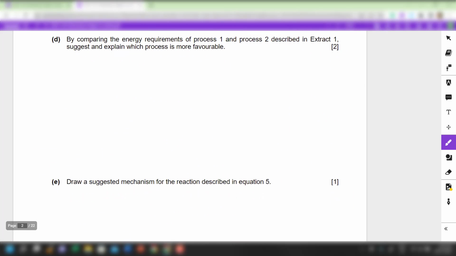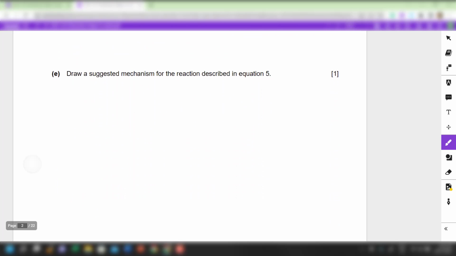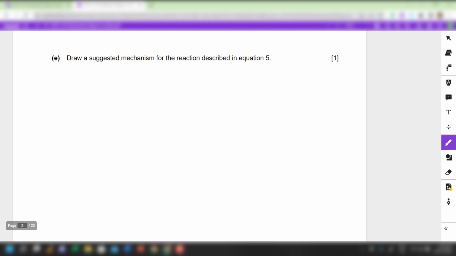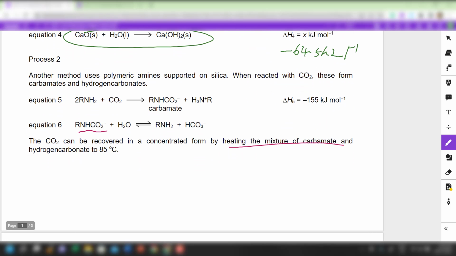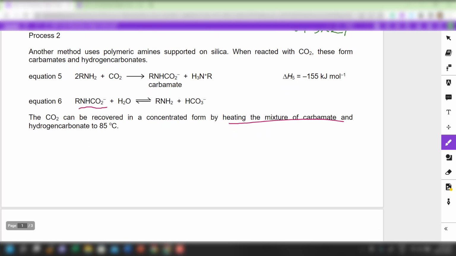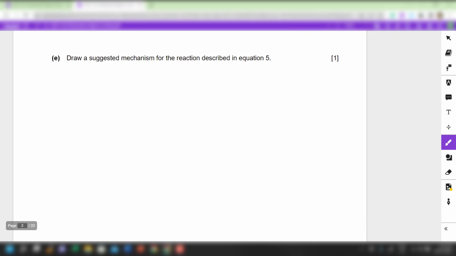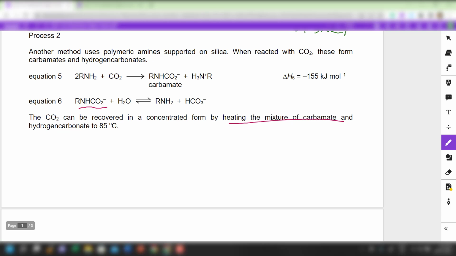Then for part E, we are supposed to draw a mechanism for the reaction described in equation 5. This wouldn't come as too much of a surprise because after all, H3 is an extension of H2, so you are required to do some mechanism drawing. I'm just going to draw it over here rather than over at the space over there, because I think it's easier. So again, I'm going to showcase CO2.